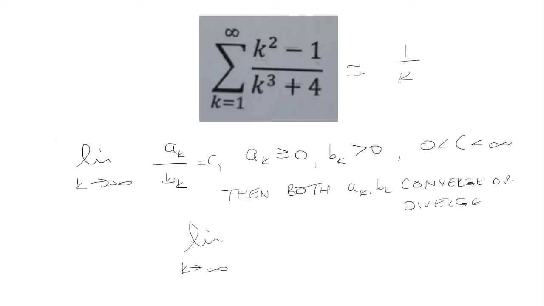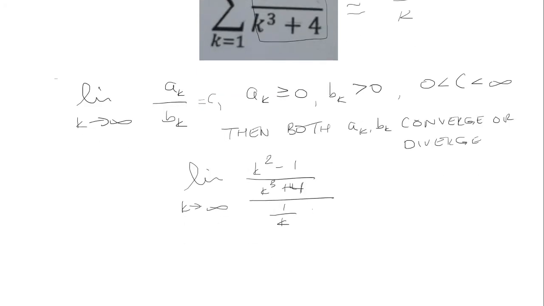A sub k will be the sequence, which is this inside. So that's k squared minus 1 all over k cubed plus 4. And then we're going to take this thing and divide it by 1 over k. Really, dividing by 1 over k is the same thing as multiplying by k over 1. So I can rewrite this limit as k cubed plus k over k cubed plus 4.